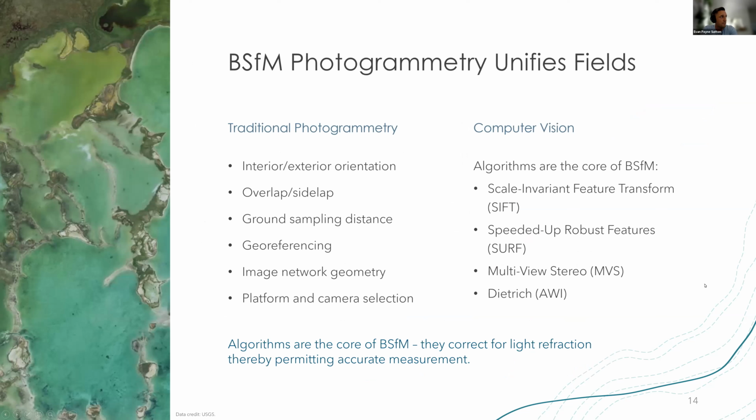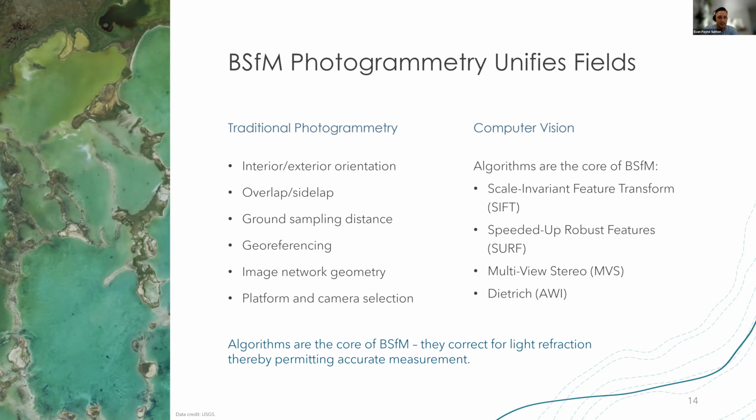So again, just to really drive this home, it combines traditional photogrammetry and computer vision. Of course, we're dealing with all the same parameters: interior and exterior orientation, overlap, side lap, ground sampling distance, georeferencing, network geometry, all the same stuff that we do from normal photogrammetry. The key to bathymetric structure from motion photogrammetry lies in the algorithms that are employed, specifically the Dietrich algorithm. Pretty much these algorithms correlate images, compute exterior and interior orientation for your actual images and the camera. It permits direct georeferencing. In other words, you can georeference without ground control points if you've got a high enough survey grade system.